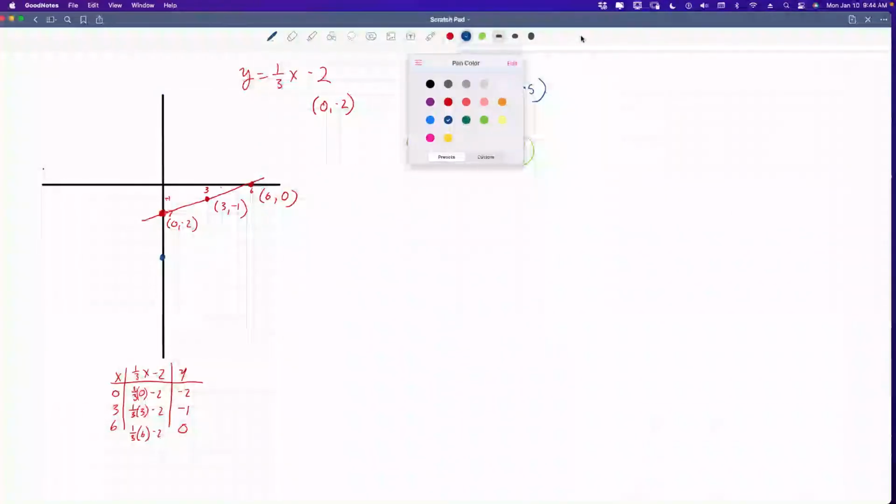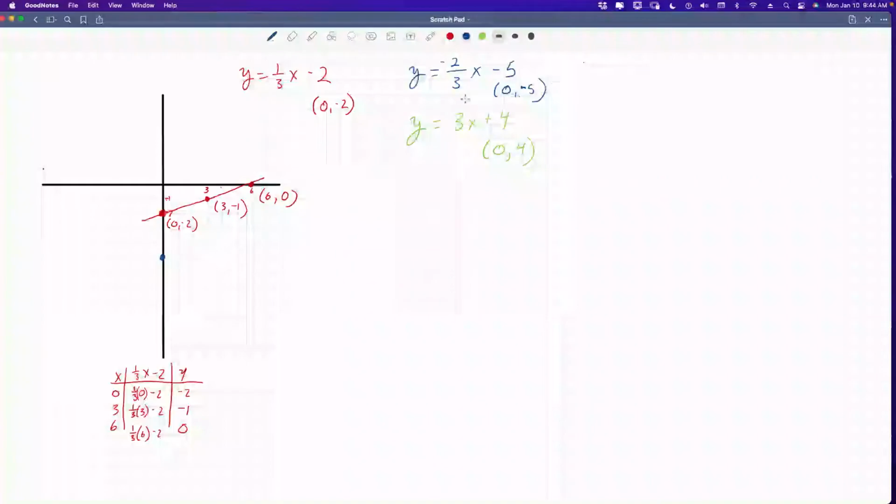All right, so we have a -2 over 3. So it's a -2 over 3, so that means it's going to go down 2 and over 3. That's what that means. So we're going to go down 2 and over 3. 1, 2, 1, 2, 3. Here's our next point. 1, 2, 1, 2, 3. Here's our next point. There's our line. That's what that looks like.